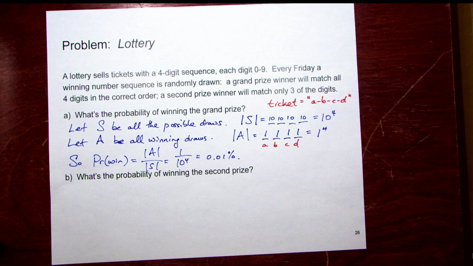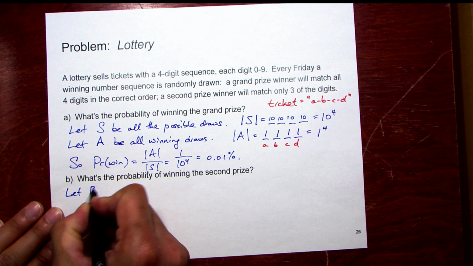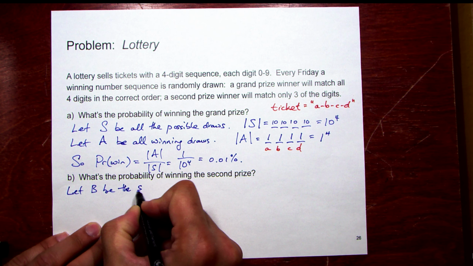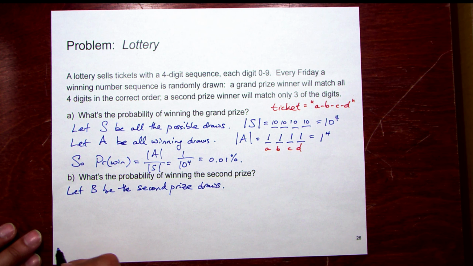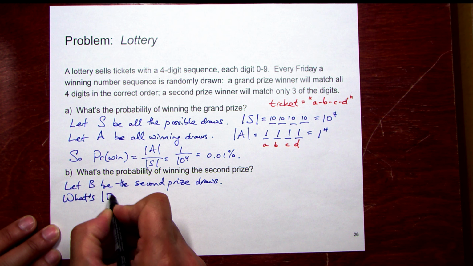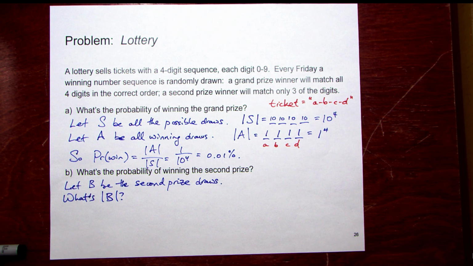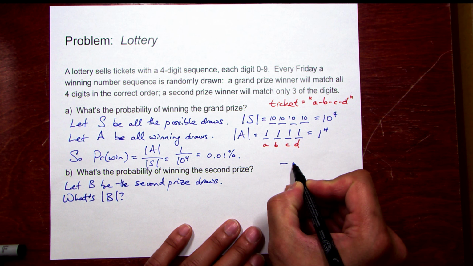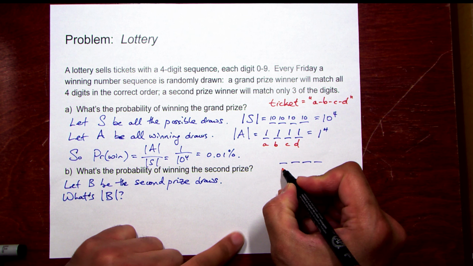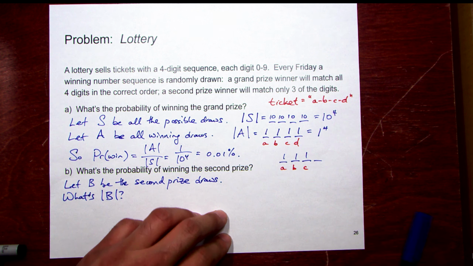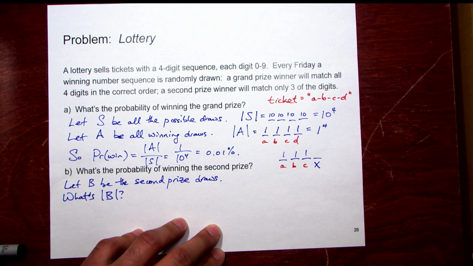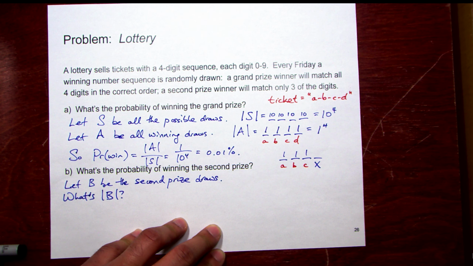All right, so let B be all the second place draws. What's the size of B? If we consider what's in a second prize draw, and I draw blanks out here, it might be that we match the first 3. We do that in one way. But the last one, we get wrong. Somebody just said 10. That's not quite right. How many ways can we get it wrong? 9 ways, yeah.